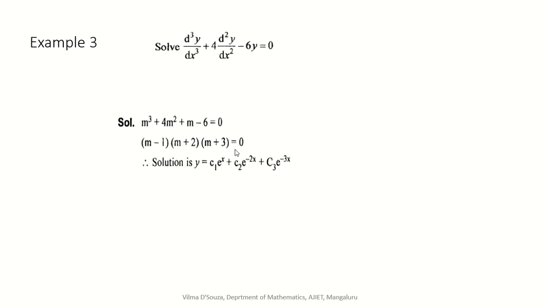So corresponding to the root 1, you have the term c1 e^x, plus corresponding to -2, c2 e^(-2x), plus for -3, c3 e^(-3x).